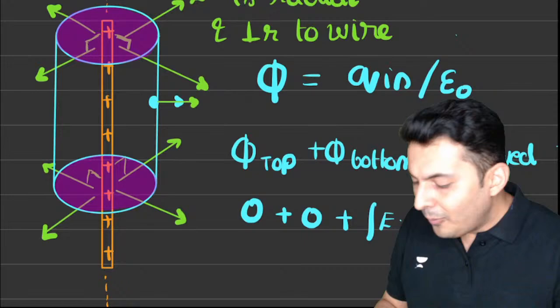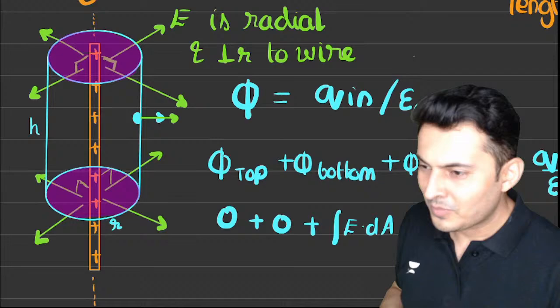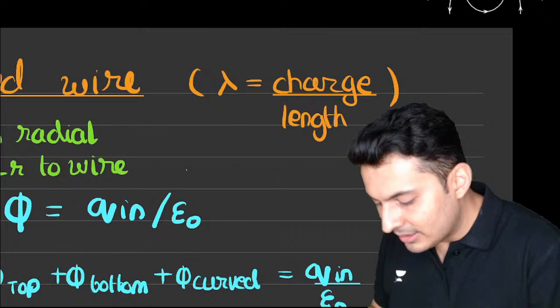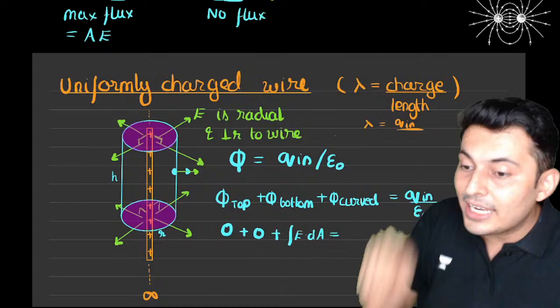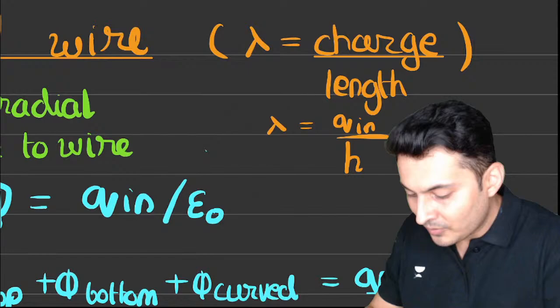How much charge will be there only inside that cylinder? Let's assume the height of the cylinder to be h, and the radius of that cylinder to be r. How much charge is there in that h height cylinder of radius r? Oh, I know what to do. Lambda is charge per unit length. So whatever charge is there inside, can you think in how much length it is there? In that h length. So what is that length? It is basically h. So my dear students, what will be the value of q in? It will be lambda into h.